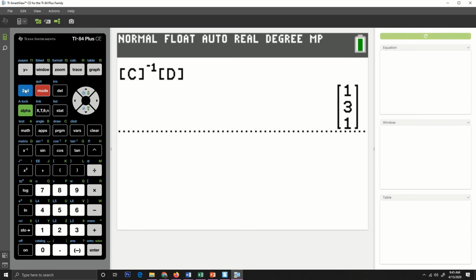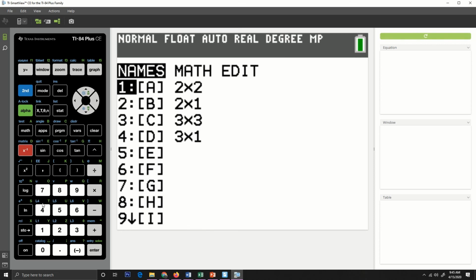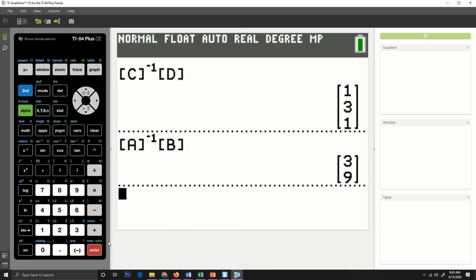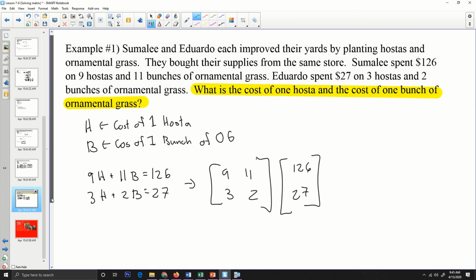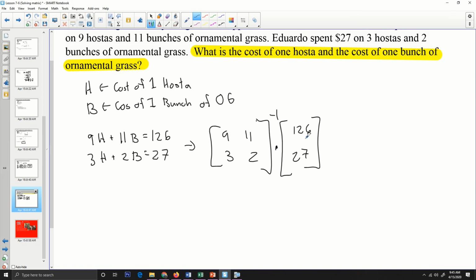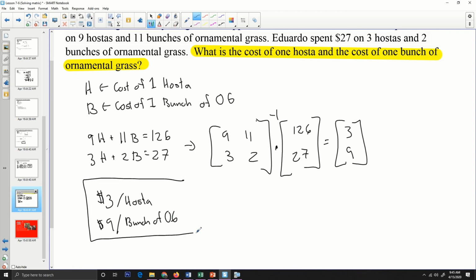Second quit. So here we're going to go second matrix, hit 1 to bring up A, hit that inverse button, second matrix, hit 2 for B, and we get $3 and $9. So if I go inverse times, I get 3 and I get 9. Because I put H first, it's $3 per hosta and $9 per bunch of ornamental grass. Our final answer. Well, that's all I got for the class, folks.